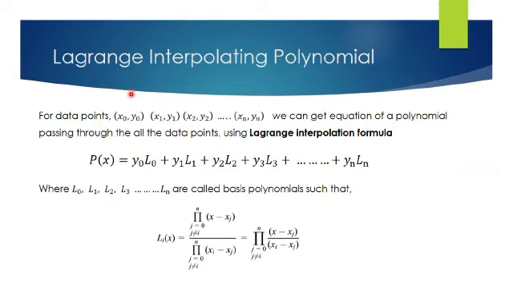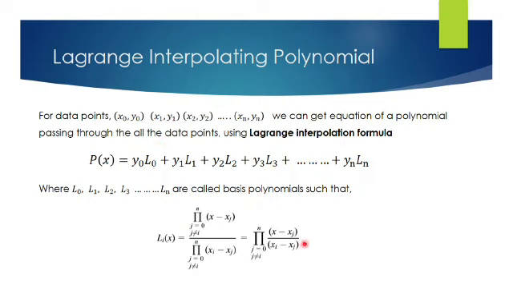Now, I'll first explain the Lagrange interpolation method for finding the polynomial. If you have such points x0, y0, x1, y1 up to xn, yn, one can get the polynomial passing through all these data points using the Lagrange interpolation formula. This formula is y0 L0 plus y1 L1 plus y2 L2, and so on up to yn Ln. Here y0, y1, y2 are the y coordinates of these points. Now what are L0, L1? These are the basis polynomials. One can get these basis polynomials using these x coordinates like this.